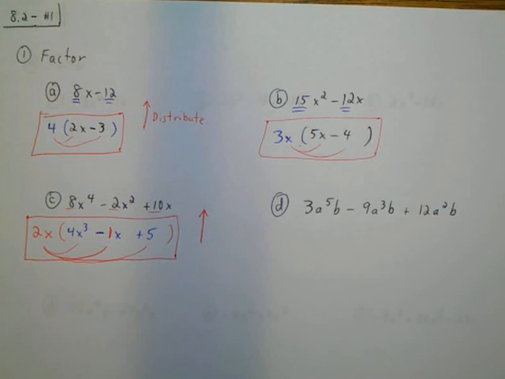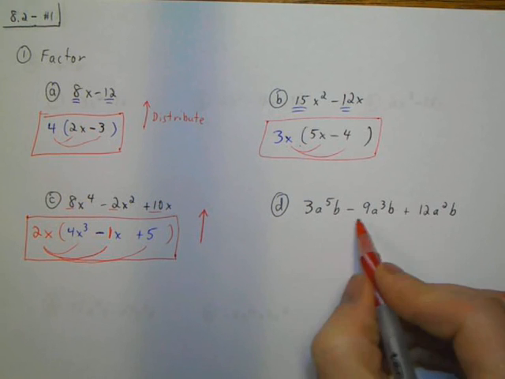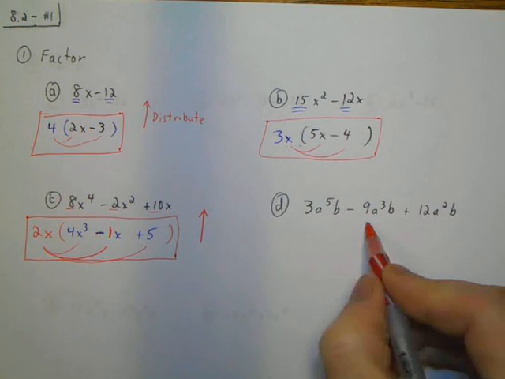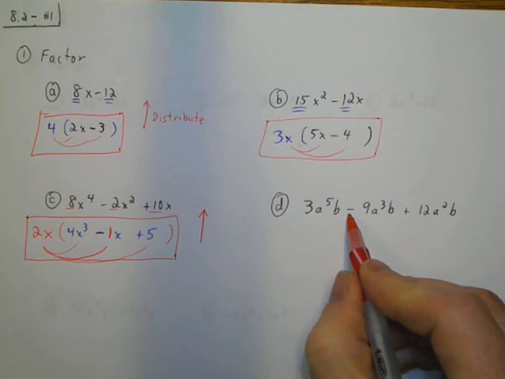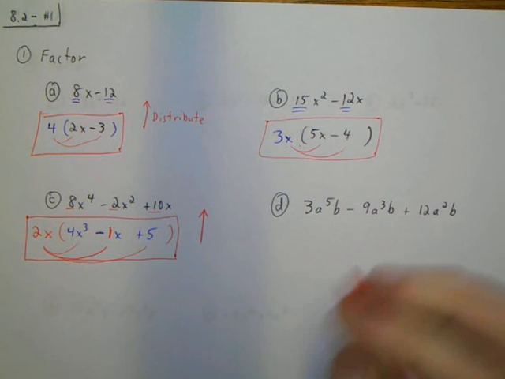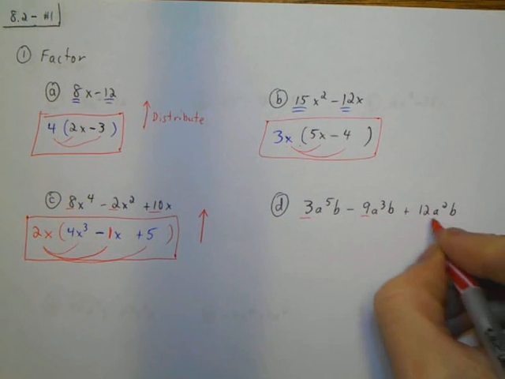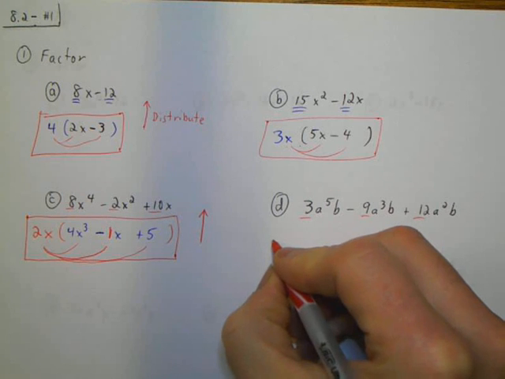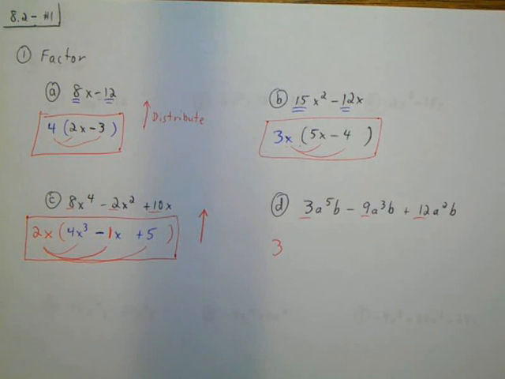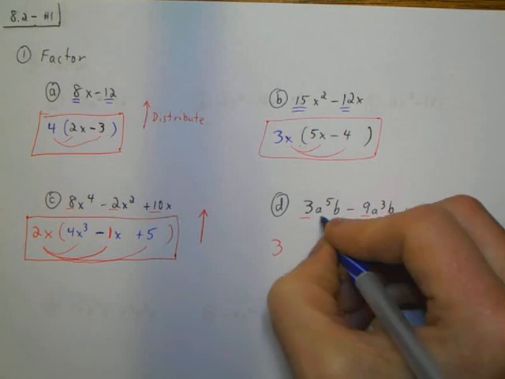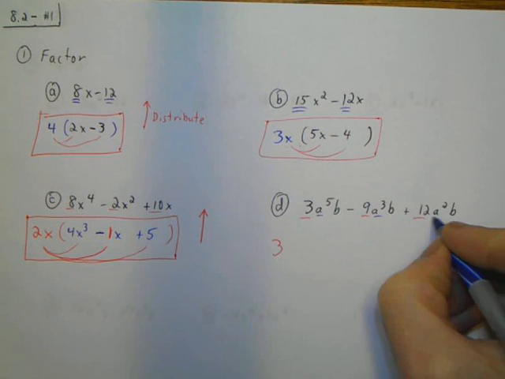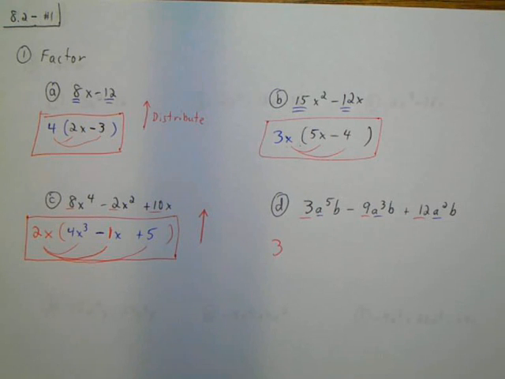In problem D, again I have 3 terms. 1, 2, 3. You can tell they're separated because there's a subtraction and an addition. This is a little bit more complicated. I've got my number here. Looks like 3 goes into 3, 9, and 12. I also have a pile of a's. A to the 5th, a to the 3rd, and a squared. So I pull out as many a's as I can. The smallest pile is a squared. So I'm going to leave that there.